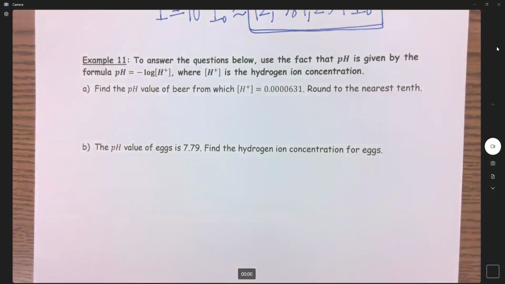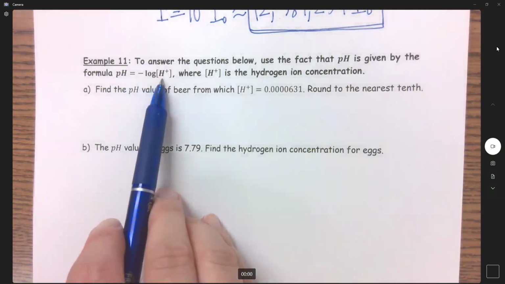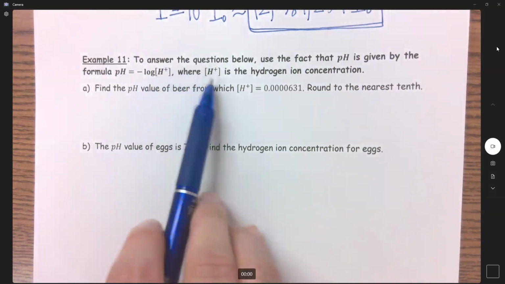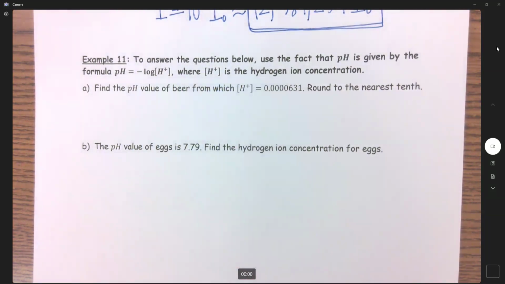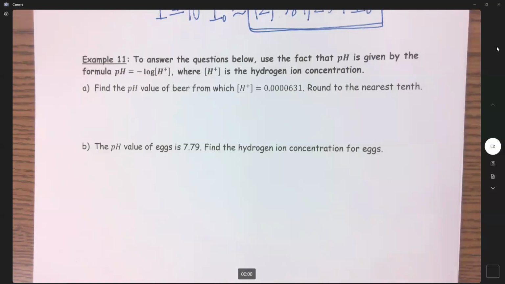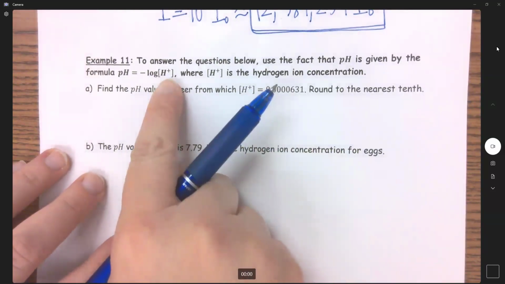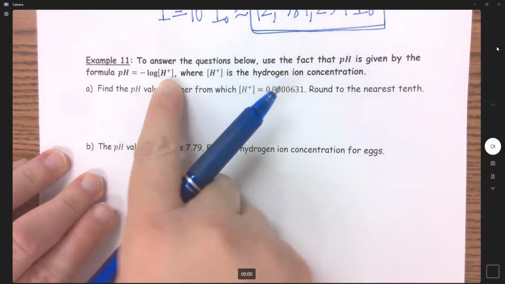And then number 11, to answer the questions below, use the fact that pH is given by the formula pH equals negative log of H plus, where H plus is the hydrogen ion concentration. So find the pH value of a beer for which the hydrogen ion concentration is this amount right here. We're going to round to the nearest tenth, which is 1 decimal place. So this is just substitution. It tells me what this equals, so I am substituting that number in place for my hydrogen ion concentration.